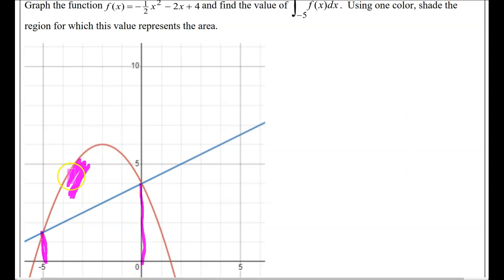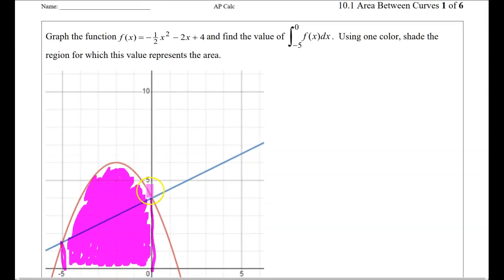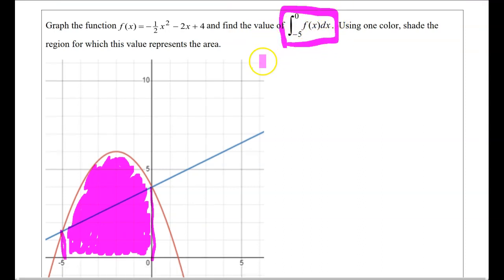Everything underneath that curve. And I do really encourage you to use color here because it's going to make everything a little bit more clear in a second if you use two different colors for this. So there is my area of f of x. So I'm going to just draw a box around that integral in my color so we remember that that's what that represents. And then we're asked to evaluate the integral.